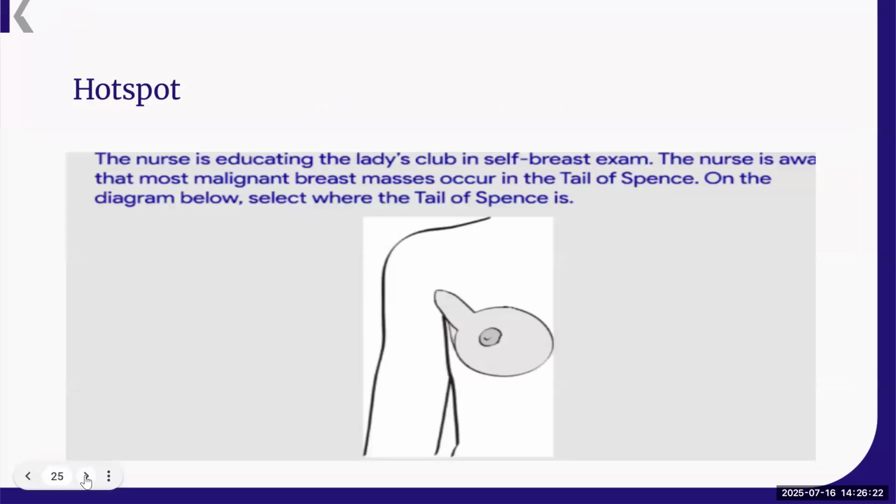Our next example is a hotspot. There can be some hotspot questions provided within the platform as well. And this is an example of a diagram, and the student has directions within the stem to make a selection based on where the tail of Spence is. So they'll click using their cursor on where the tail of Spence is.